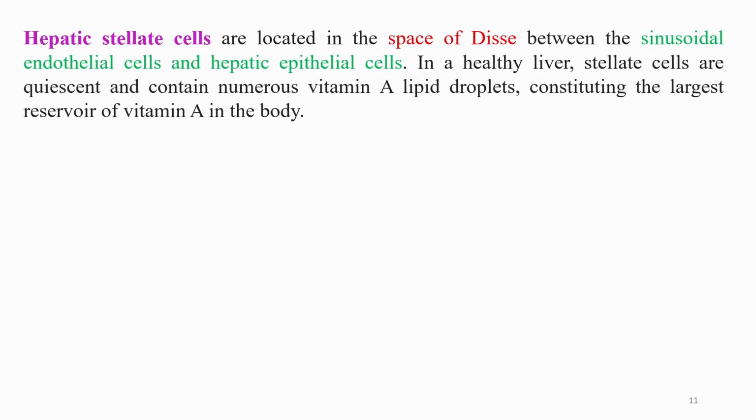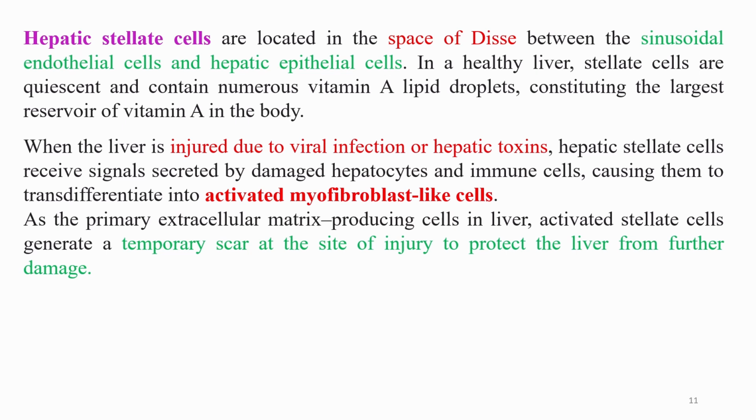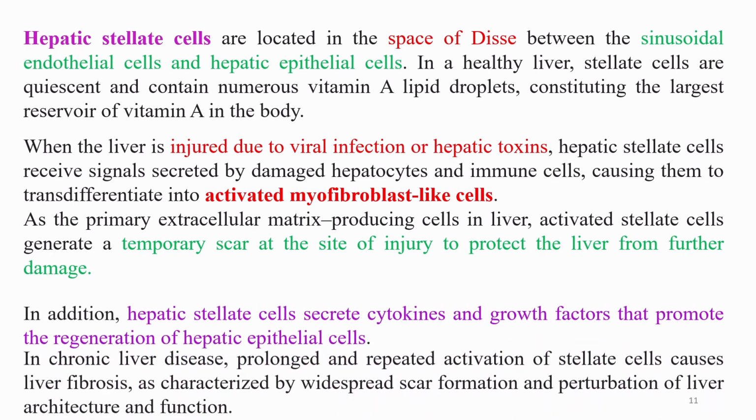This slide introduces the hepatic stellate cells, located in the space of Disse, between hepatocytes and the endothelial cells lining sinusoids. In a healthy liver, these cells store vitamin A in lipid droplets, making them the largest vitamin A reservoir in the body. When the liver is injured due to toxins or viruses, stellate cells get activated. They transform into myofibroblast-like cells, which produce extracellular matrix proteins. While this scar formation is protective initially, chronic activation leads to fibrosis, the hallmark of long-term liver damage.